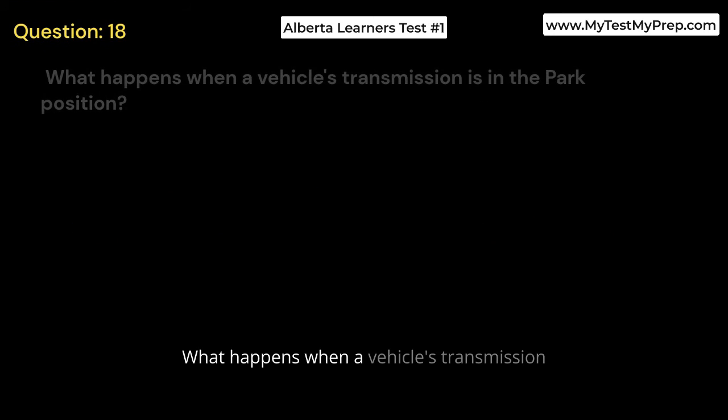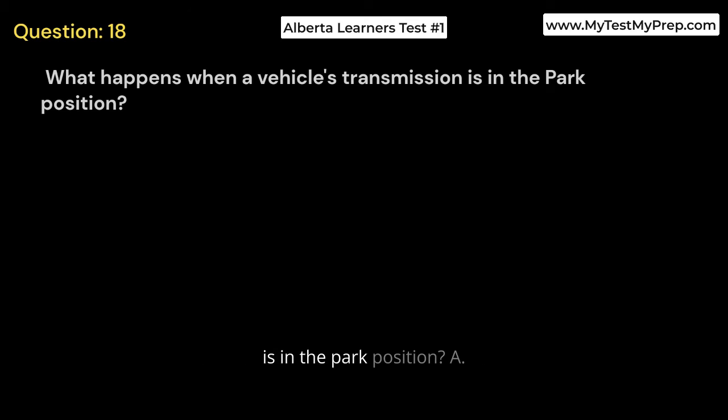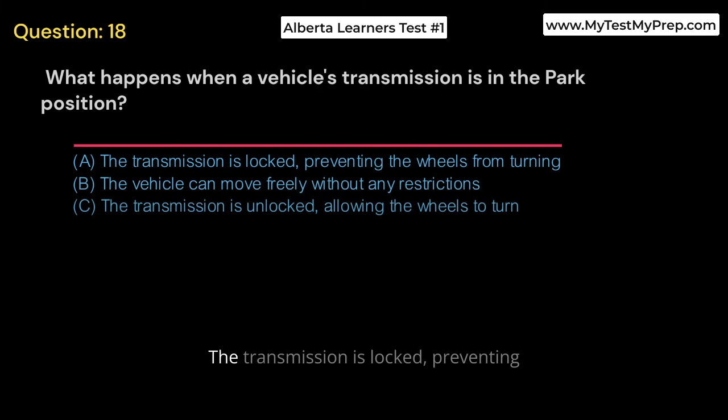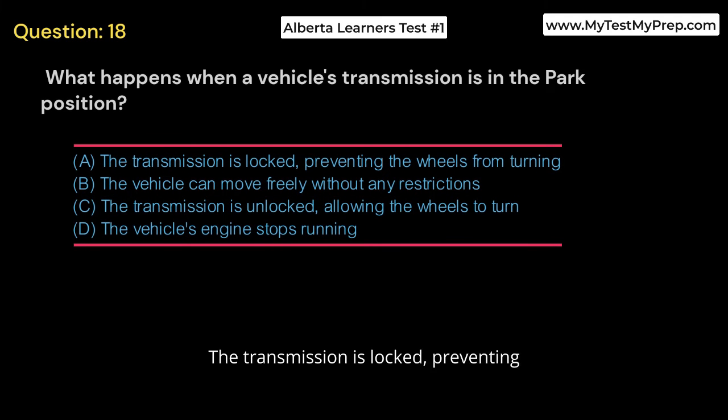What happens when a vehicle's transmission is in the park position? A. The transmission is locked, preventing the wheels from turning. B. The vehicle can move freely without any restrictions. C. The transmission is unlocked, allowing the wheels to turn. D. The vehicle's engine stops running. Answer A. The transmission is locked, preventing the wheels from turning.